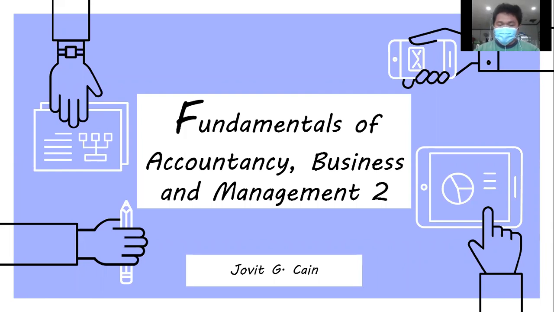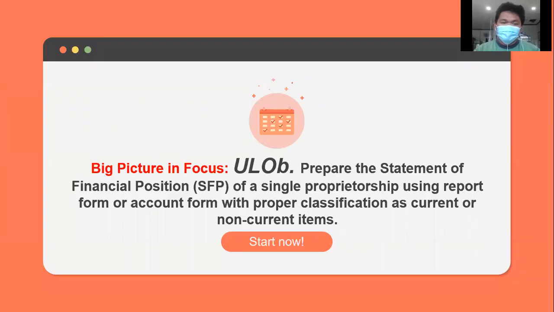So this is part 2 of ULOb. Let's have the fundamentals of accountancy in business and management part 2. We are now in the big picture in focus, ULOb. In this case, you are to prepare a statement of financial position of a single proprietorship using report form and account form, with proper classification as current or non-current items.